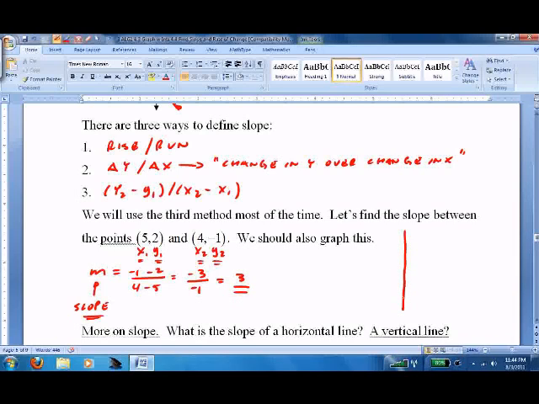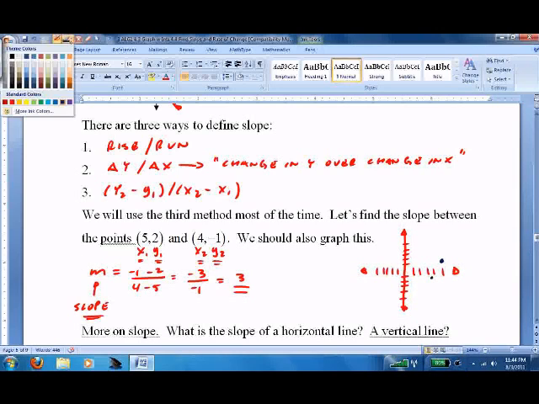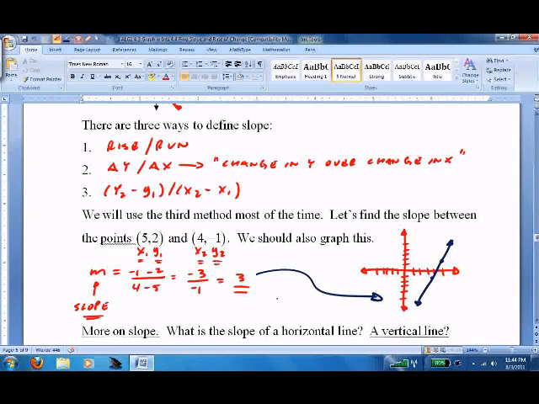So let's graph to see what we got for slope. We're not graphing anything complicated, we're just connecting dots here. We've got 5, 2, and 4, negative 1. So 5 over, 2 up, and 4 over, 1 down. Looks like my axis has gone a little funny, so let me fix that. Good. And then we're just connecting dots. This is a slope of positive 3. Notice it goes up to the right. And we'll talk about how steep it is another time.